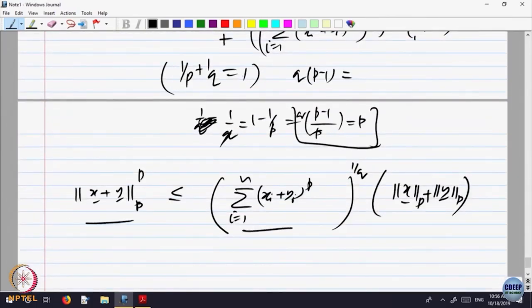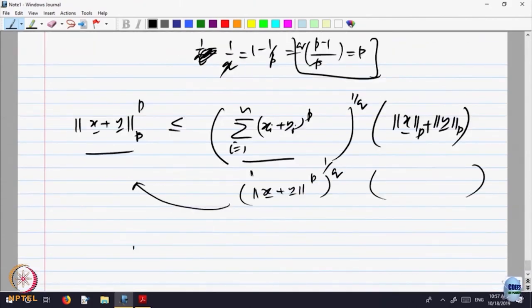Can you see some relation between this and this? This quantity is the norm of x plus y. P raised to power 1 over p is the norm. So, it is just norm of p raised to power q, 1 over q. You can transport it on the left hand side, so shift it to this side.